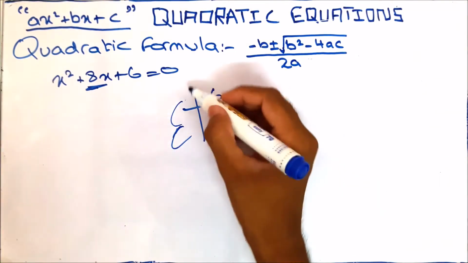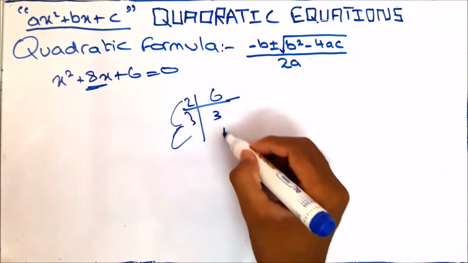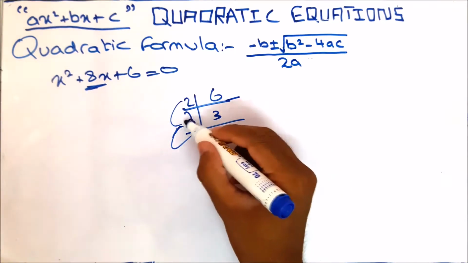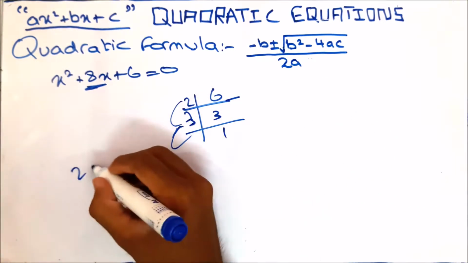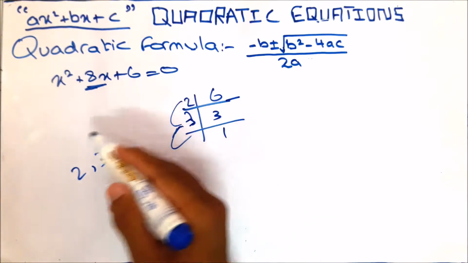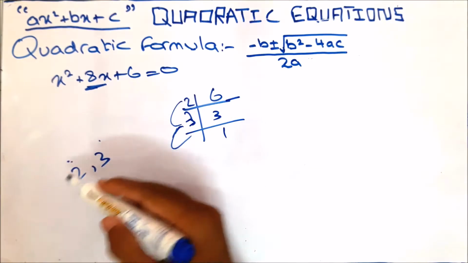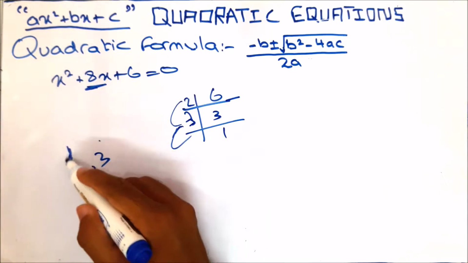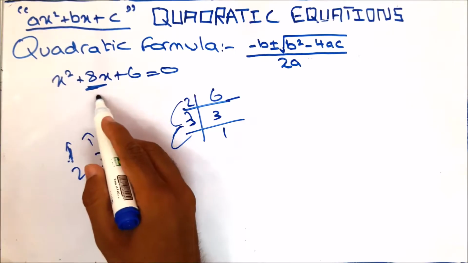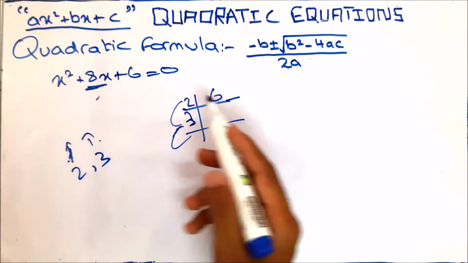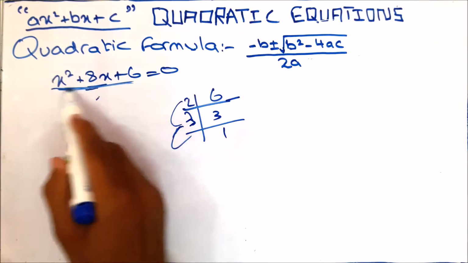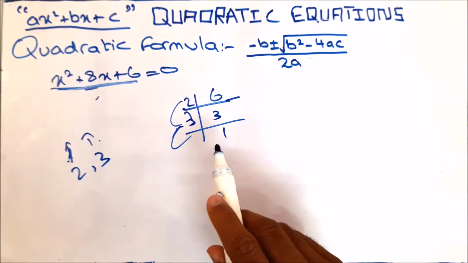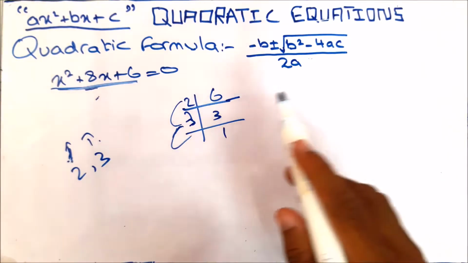For 6 we get 2 times 3 and 3 times 1. We get two terms, 2 and 3. There is no way we can add or subtract 2 and 3 and get an 8. So it's not possible to solve this quadratic equation using the factorization method, even though it has two answers.